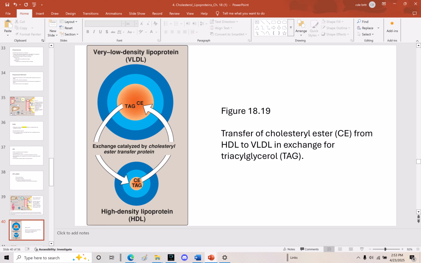And remember, which lipoprotein has the highest amount of cholesterol? LDL. LDL has the highest amount of cholesterol. HDLs have cholesterol, but they don't have as much as LDL. HDLs have more protein.